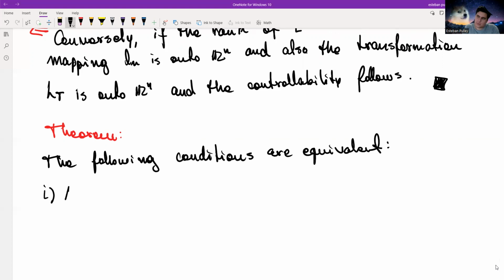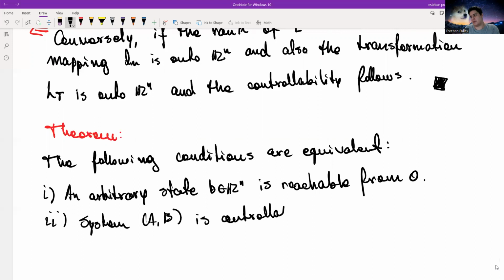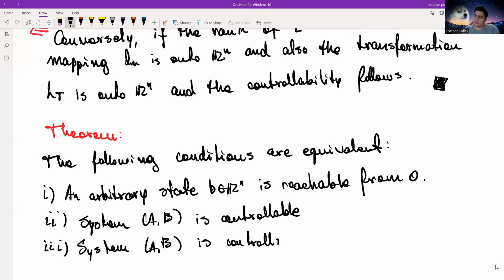One, an arbitrary state is an element of Rn, an arbitrary state element of Rn is reachable from zero. Two, system AB is controllable. Three, system AB is controllable at a given time T positive.